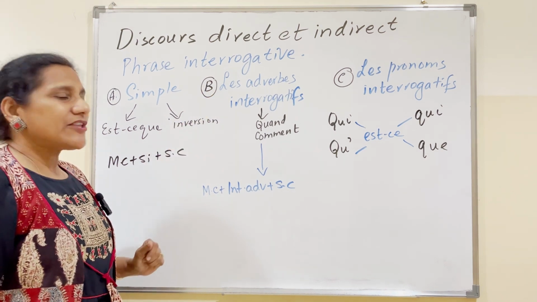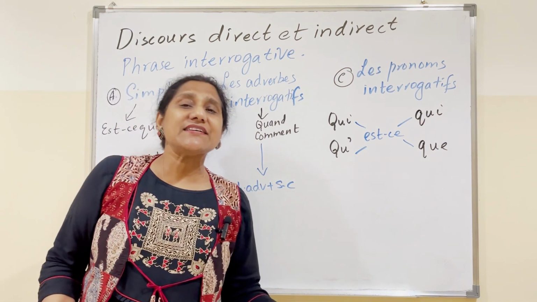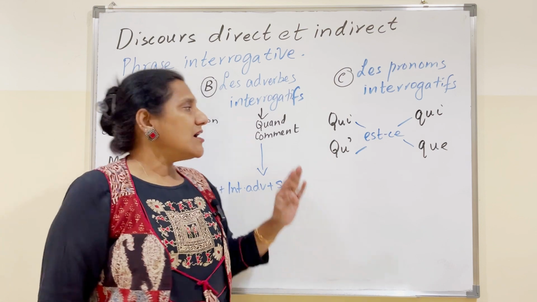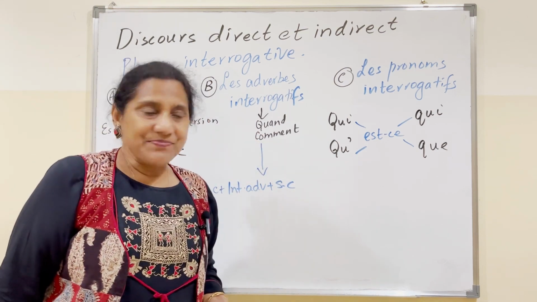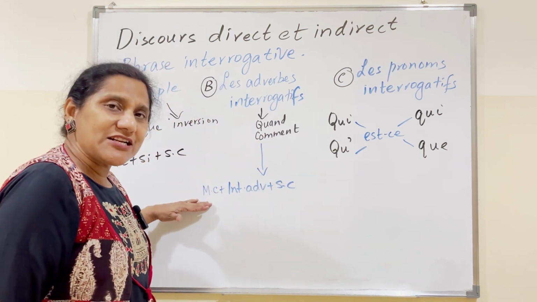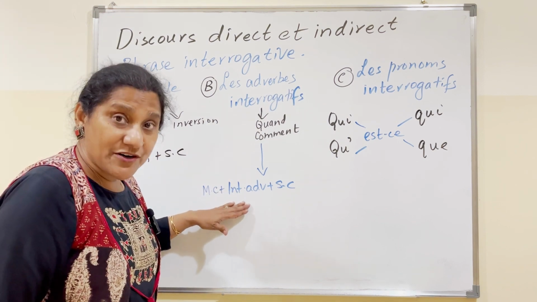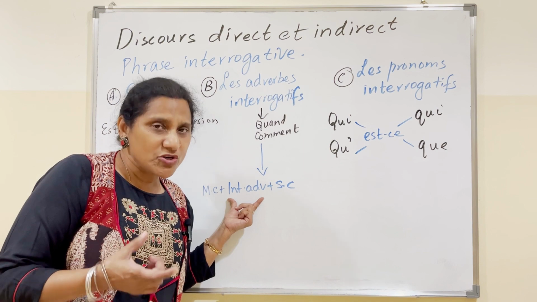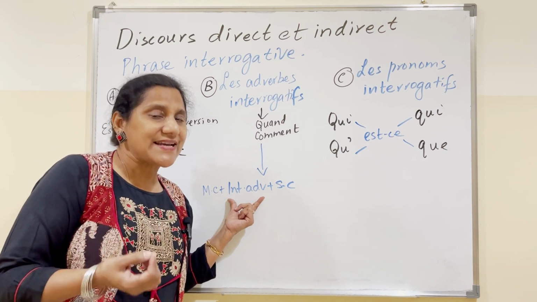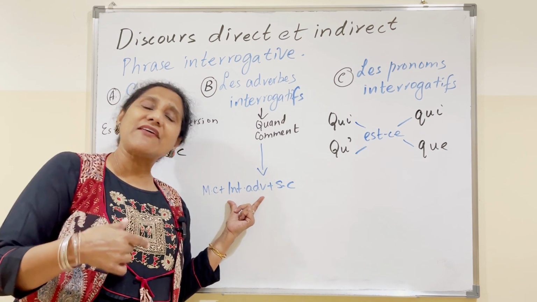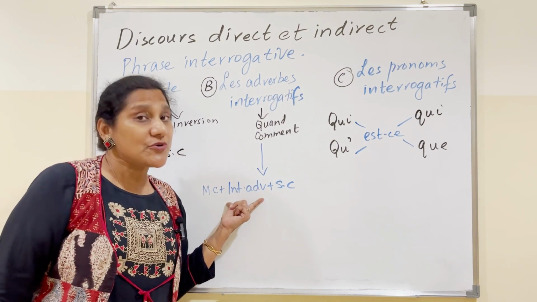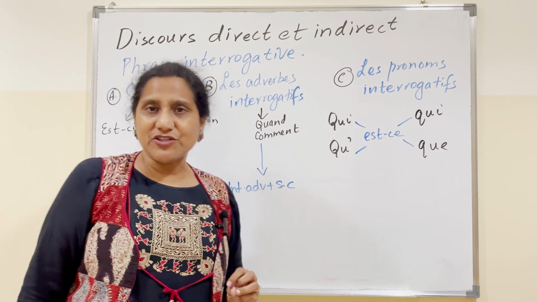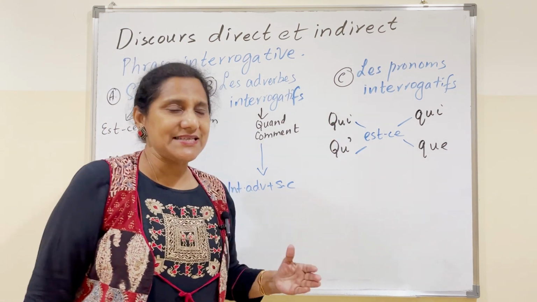Type B: les adverbes interrogatifs, these are the interrogative adverbs that you have learned, like quand, comment, pourquoi, etc. So what do we do? Write out the main clause plus the interrogative adverb plus the subordinate clause. So when you see this, what is my clue, or what do I have to spot or identify when I'm changing from indirect to direct? You'll have to identify the interrogative adverb. And the type C is le pronom interrogatif. We'll do that a little bit in detail.